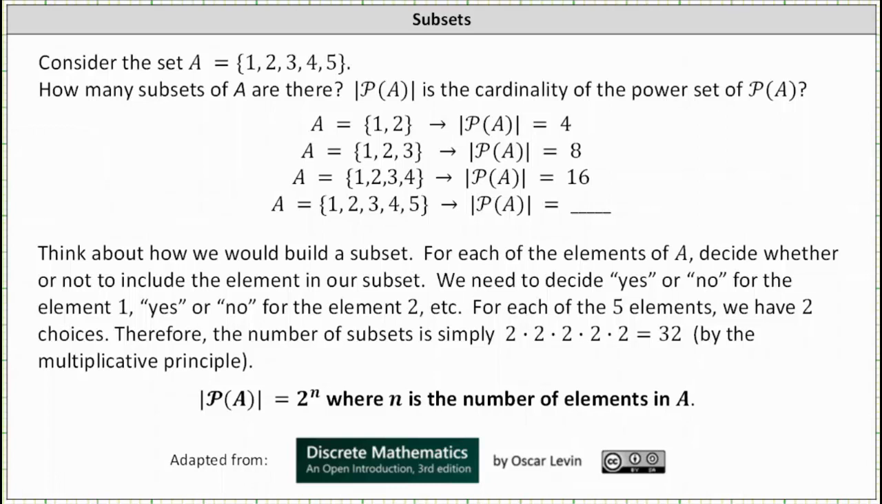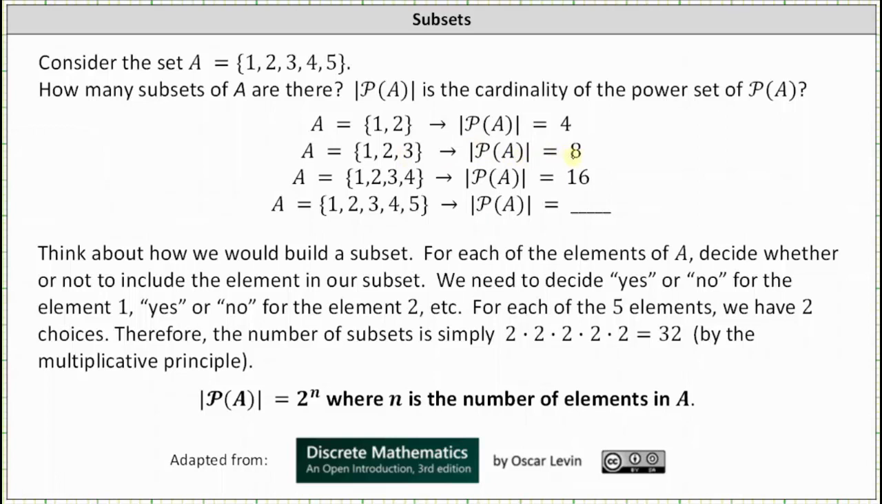For review, the power set of A is equal to the set containing all of the subsets of set A, and therefore the cardinality of the power set of A is equal to the number of subsets of set A. So for example, if set A is the set with elements 1 and 2, the cardinality of the power set of A is equal to 4 because the set has a total of 4 subsets, which we should recall are the empty set, the set with the element of 1, the set with the element of 2, and set A itself. If set A has elements 1, 2, and 3, then the cardinality of the power set of A is equal to 8 because set A has a total of 8 subsets.